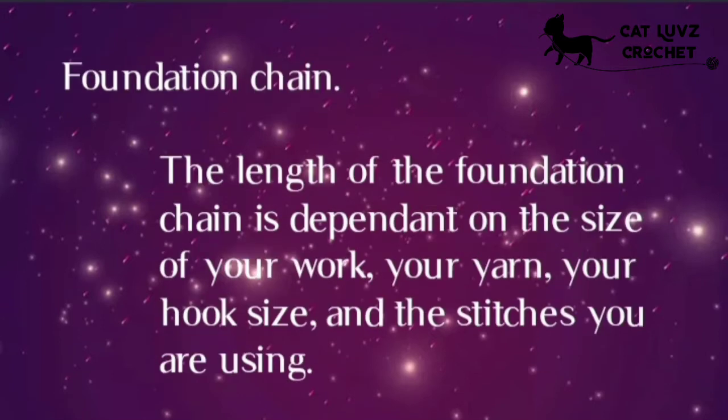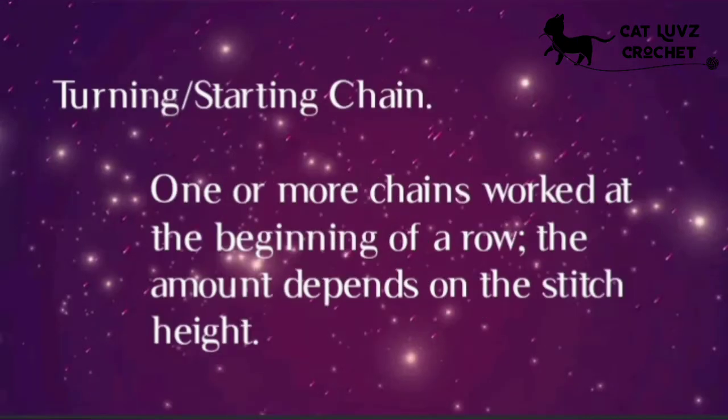The length of your foundation chain is dependent on the size of your work, your yarn, your hook size and the stitches you are using. The foundation chain is the first row or round you will make, and the number of chains will consist of your multiples plus your turning chain count. Your turning chain is one or more chains worked at the beginning of a row. The amount depends on the stitch height.